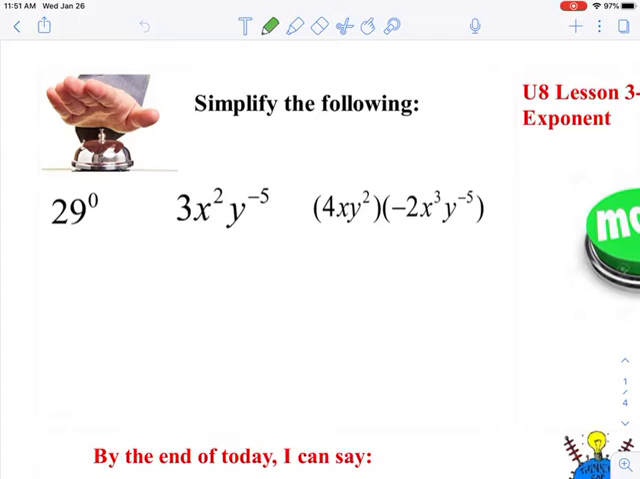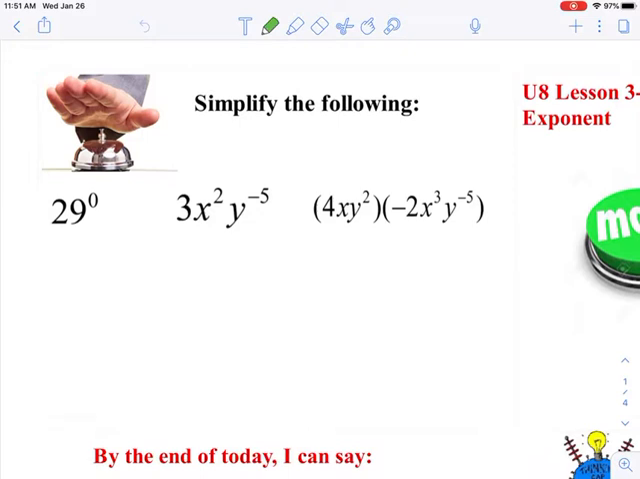The first one we learned is that anything raised to the 0 power is just 1, with the exception of 0, right? 0 to the 0 power is undefined. Also, in that first lesson of the unit, we talked about negative exponents. If we have a negative exponent, we have to make it positive. We make it positive by, if it's negative in the numerator, we move it to the denominator, then it becomes positive, or vice versa. If it's negative in the denominator, we must move it to the numerator to make it positive.